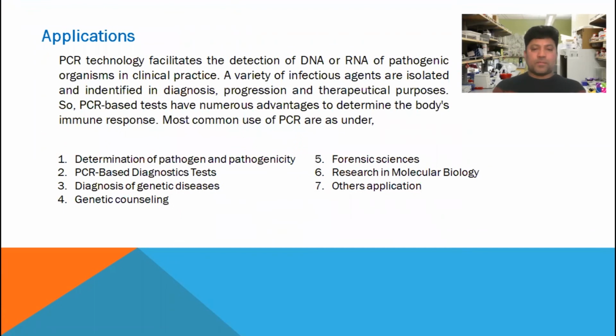What are the applications of PCR? There are seven different applications of PCR used extensively in the market for academic research and clinical purposes. PCR technology facilitates the detection of the DNA or RNA of pathogenic organisms in clinical practice. A variety of infectious agents are isolated and identified in diagnosis, progression, and therapeutic purposes. So PCR-based tests have numerous advantages to determine the body's immune response.